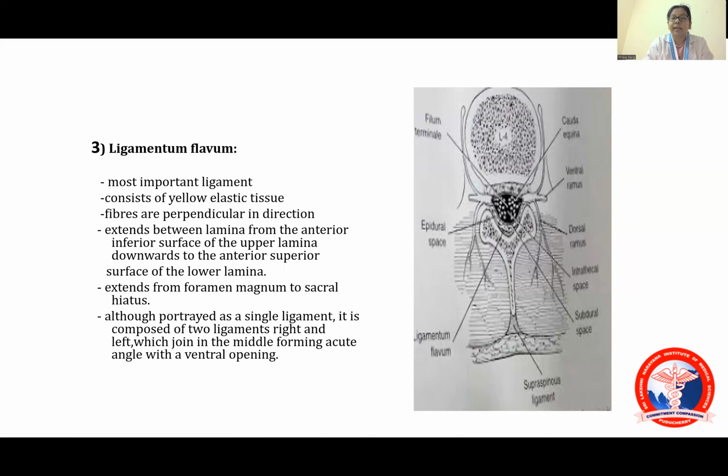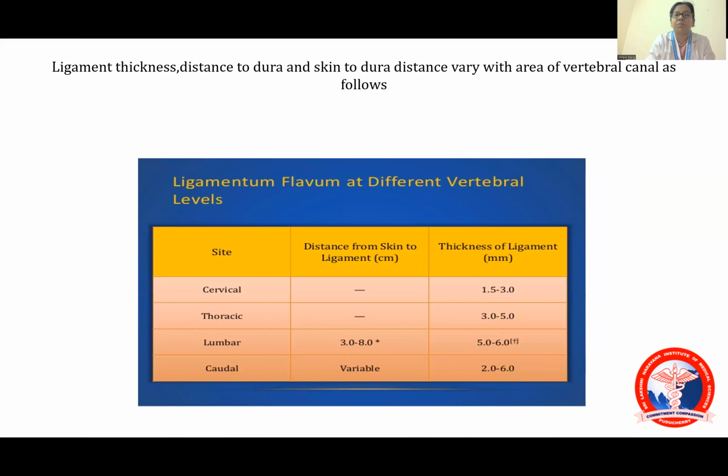Although it is portrayed as a single ligament only, originally it is composed of 2 ligaments, one on the right and one on the left, and they join in the middle, forming acute angle with a ventral opening also. Now this table shows you the ligament thickness, distance to dura, and skin to dura distance, that it varies according to the vertebral level. Like in lumbar spine, the distance from skin to ligamentum flavum is around 3 to 8 centimeters. And in caudal, this distance is highly variable.